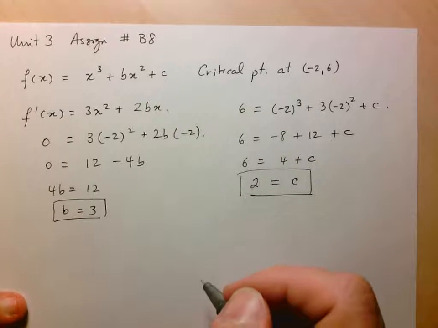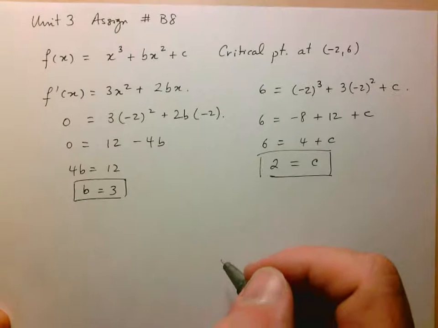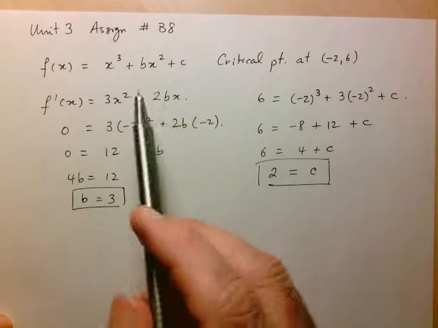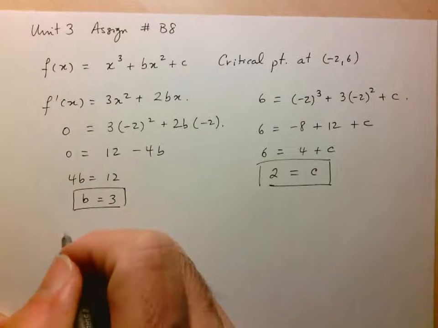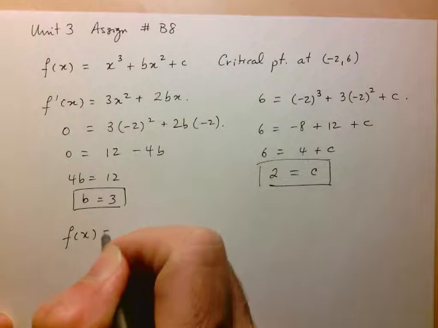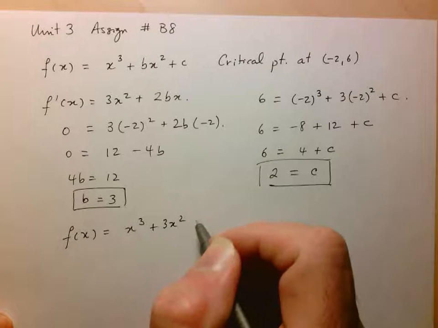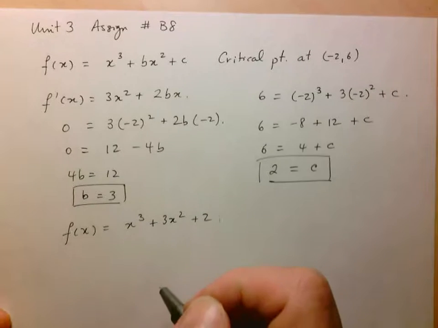Okay, so there's b and there's c. So again, using the two pieces of information that were given to solve for the unknowns. Okay, so that means that our function f at x is equal to x cubed plus 3x squared plus 2.